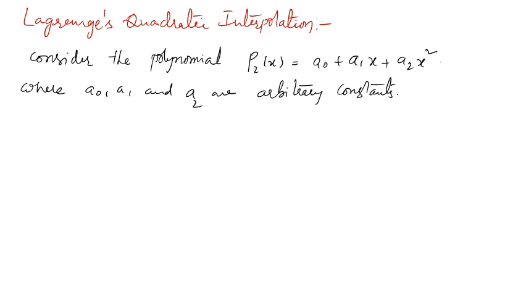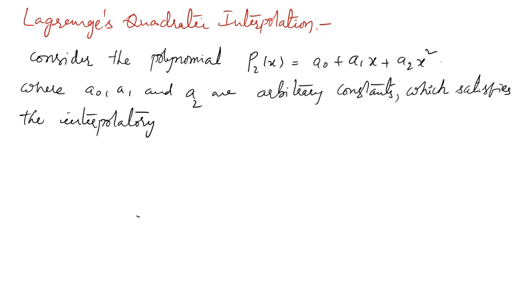Okay. And how to determine these constants? By using interpolatory conditions, right? So this polynomial satisfies the interpolatory conditions. You know what is meant by interpolatory conditions? It means p of x equal to f of x at each point. What are the interpolatory conditions?